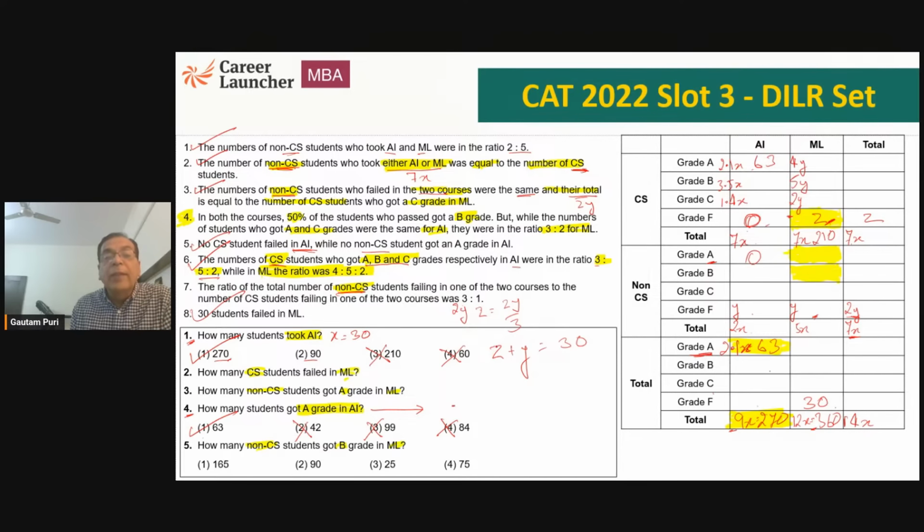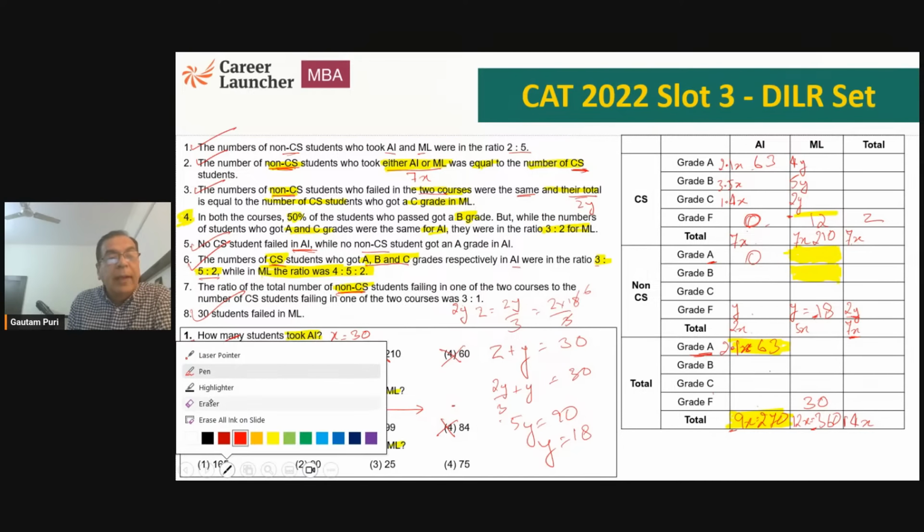And what is Z? Z is 2y by 3. So 2y by 3 plus y equal to 30, which means 5y is equal to 90, or y is equal to 18. So if y is equal to 18, what is z? Z is equal to 2y by 3. So this will equal 2 into 18 by 3, 12. You could have also done 30 minus 18 equal to 12. So z has to be equal to 12. I hope this is clear.